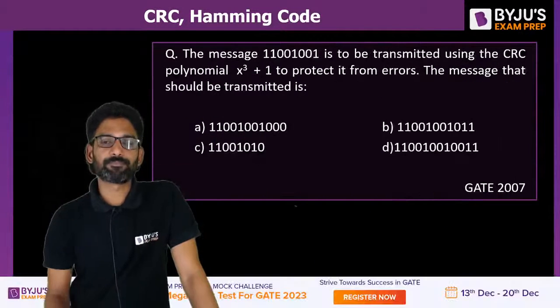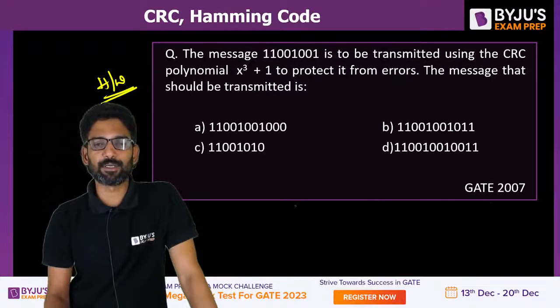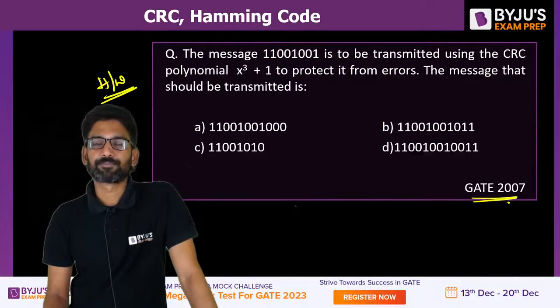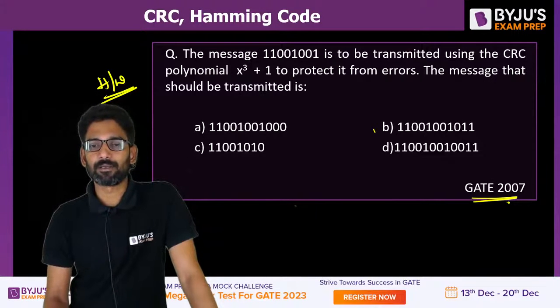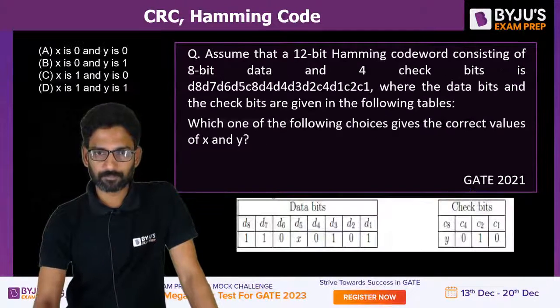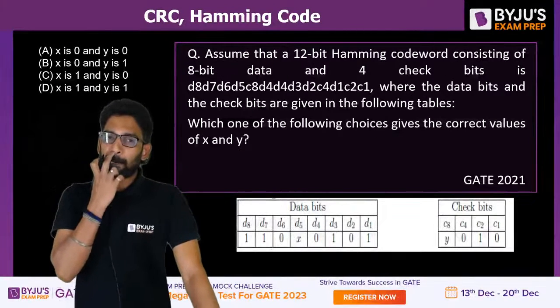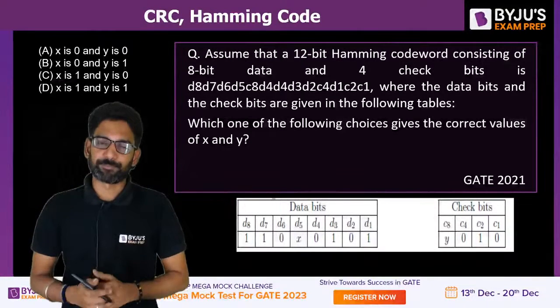Using the same procedure, do this. I am giving this 2007 GATE question for your homework. The answer should be option B. Check it out. And on the Hamming code, in 2021 we got one question.